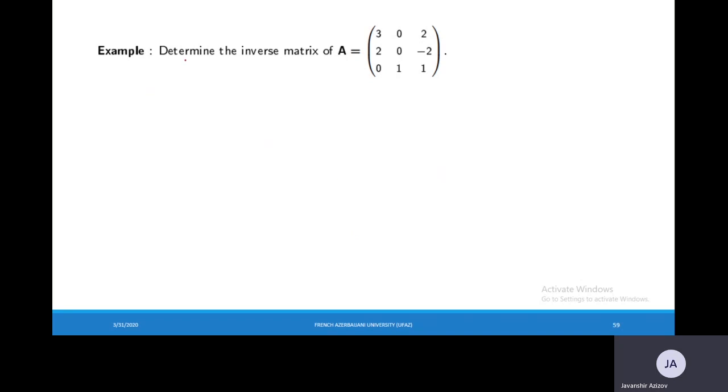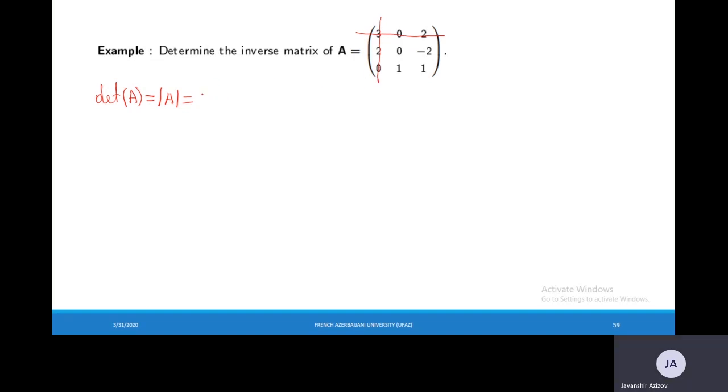Example. Determine the inverse matrix of A. Let's first find the determinant of A. You know that for the determinant of A, we use this notation or this one. It is equal to, first we delete the first row and first column.